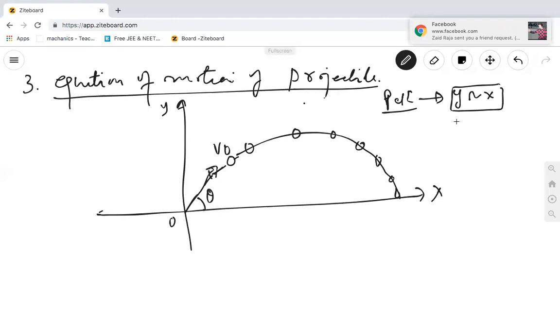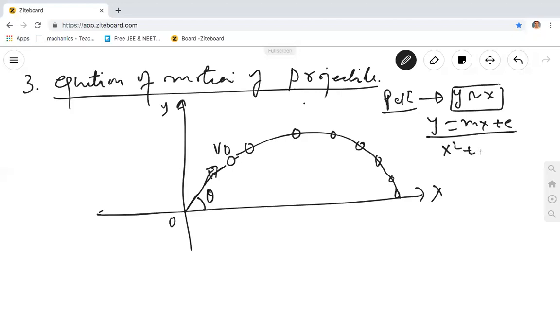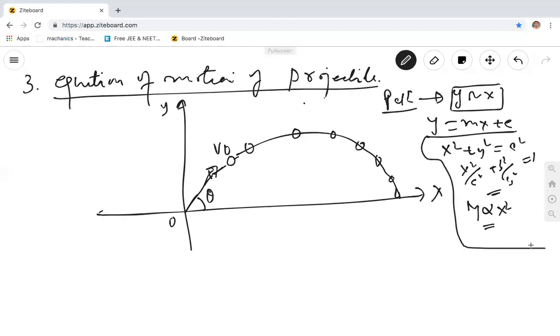So suppose y is equal to mx plus c. This will tell us it is a straight line. If it is x squared plus y squared equal to a squared, then it will tell us it is a circle. If it is x squared by a squared plus y squared by b squared equal to 1, then it will tell us it is an ellipse. But we have to see the relation between y and x. If it is quadratic, y proportional to x squared, then possibly we may say it is a parabola, right? So we have to see. So how to do that? Now see how to do that.